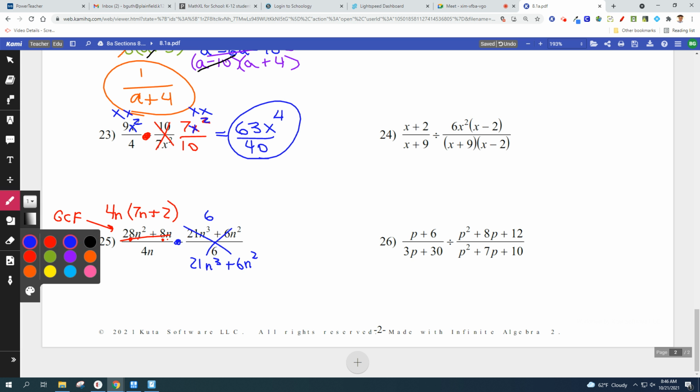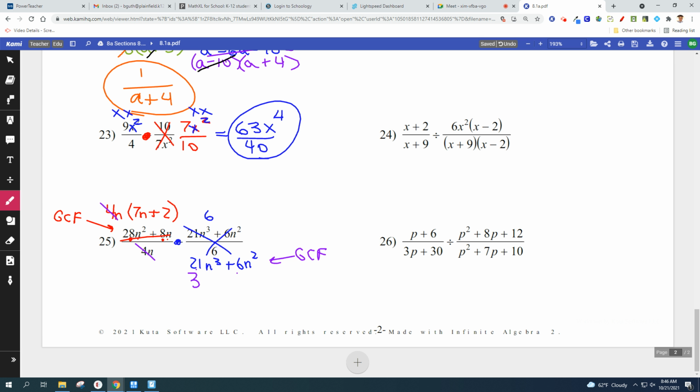So you can notice already that those 4n's are going to cancel. But now I look at the bottom. Look at the bottom, and I've got a GCF. Both of those numbers are divisible by 3. And they both have at least 2 n's in them. So I'm going to say 3n squared this time. 3n squared. And so then 3n squared times 7n is 21n cubed, plus sign. 3n squared times 2 would give me 6n squared, and that's my GCF.